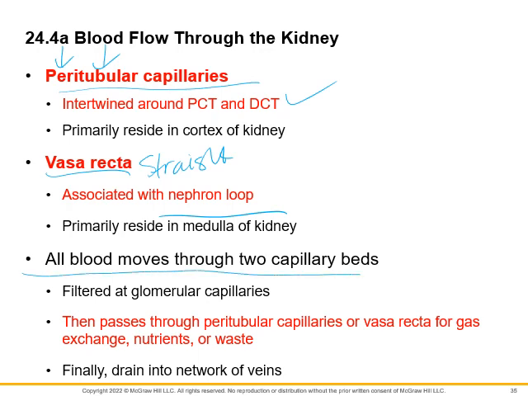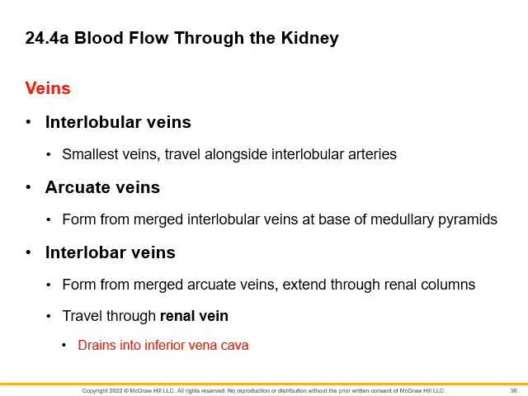So all blood is moving through the capillary beds. It's filtered by the glomerular capillaries, passes through the peritubular capillaries and the vasorecta for gas exchange, nutrients, and waste, and then finally drains into the network of veins. The veins, I don't have these highlighted. We're going to look at the veins leading to the renal vein and then draining into the inferior vena cava.